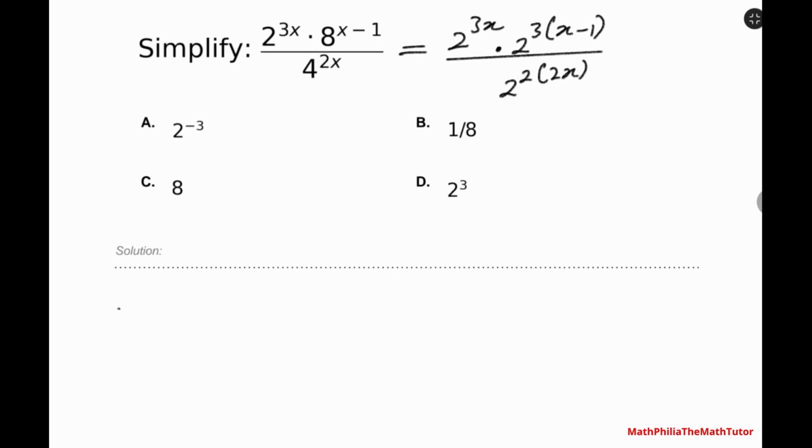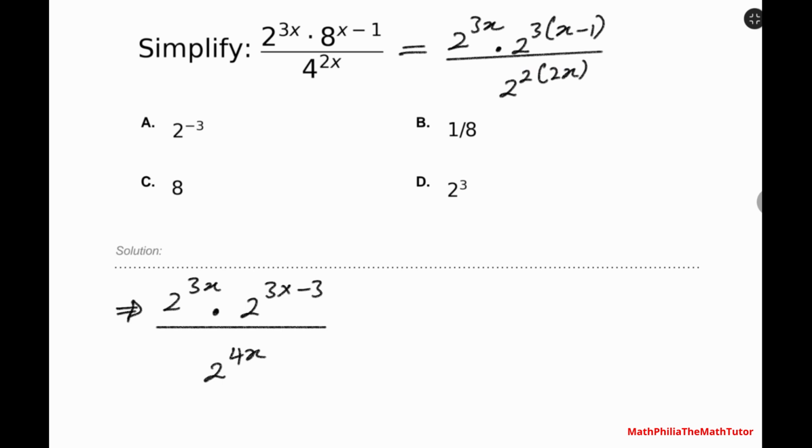From here, I'm just going to go ahead and write this down here, okay? From here, let's expand. We have 2 raised to the power of 3x multiplied by, let's distribute this inside, okay? Inside, that is 3 times x is 3x, 3 times negative 1 is negative 3. We divide this by, here also the same, we just multiply. 2 times 2x is just 4x.